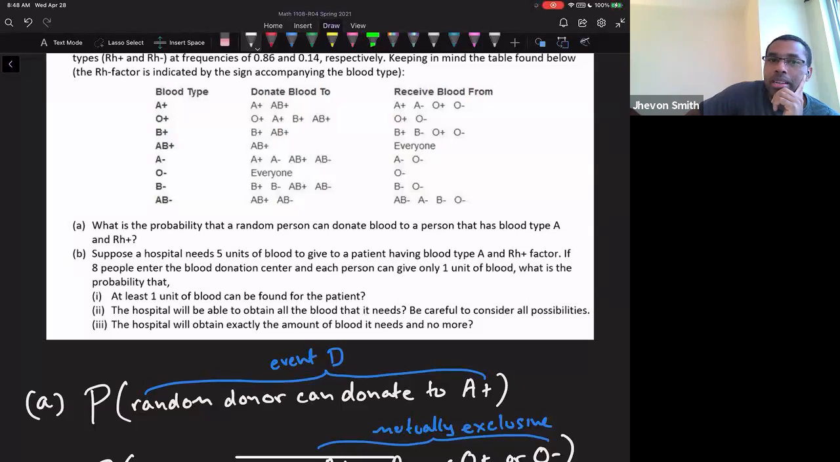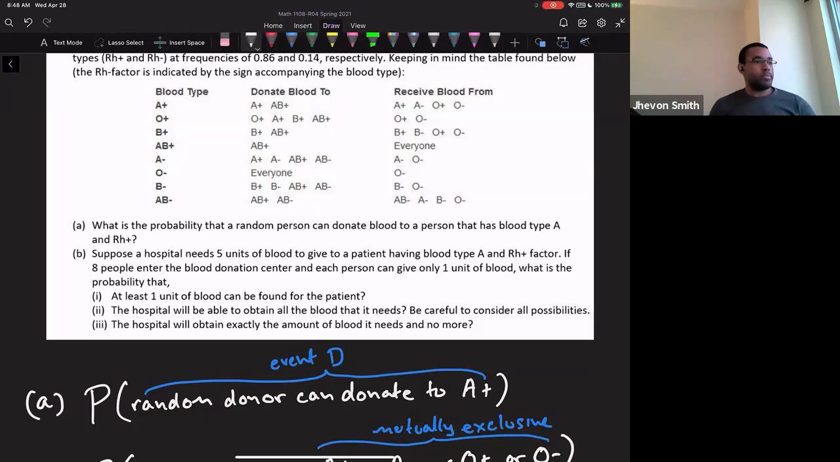What is the probability that these 3 things will happen? At least 1 unit of blood can be found for the patient. The hospital will be able to attain all the blood that it needs for the patient, or the hospital will obtain exactly the amount of blood that it needs for the patient.